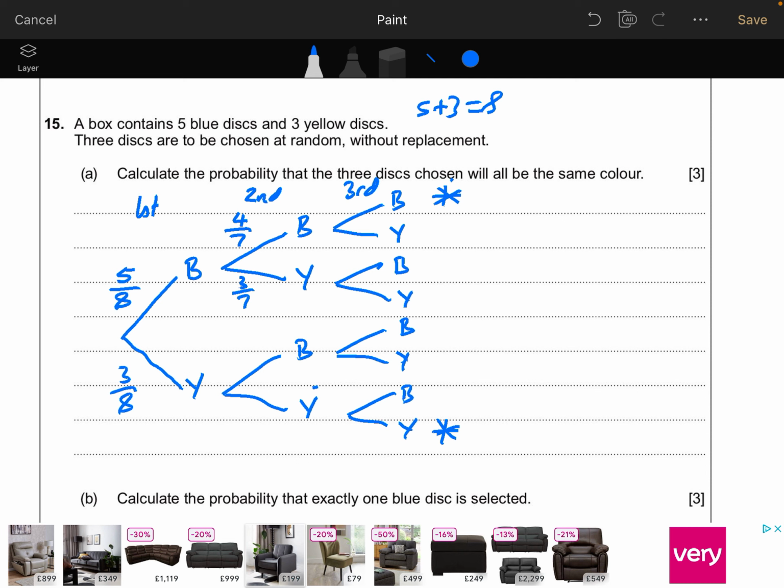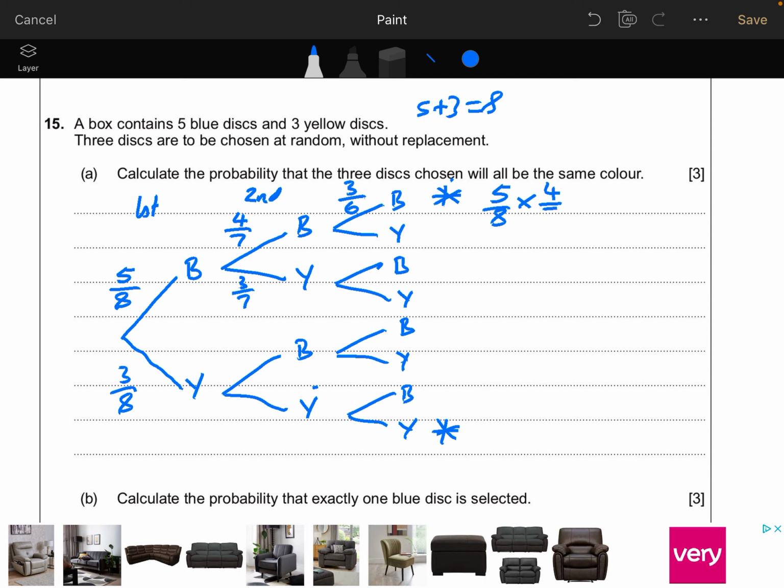Again, if I'm thinking about drawing another blue one out, I'm just going to move that out of the way so I can write in. I've only got 3 blue discs left now, and then 6 in total. So the probability of getting all blues is 5 over 8 times 4 over 7 times 3 over 6.